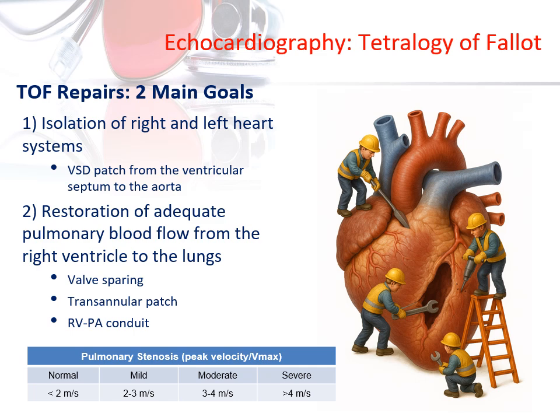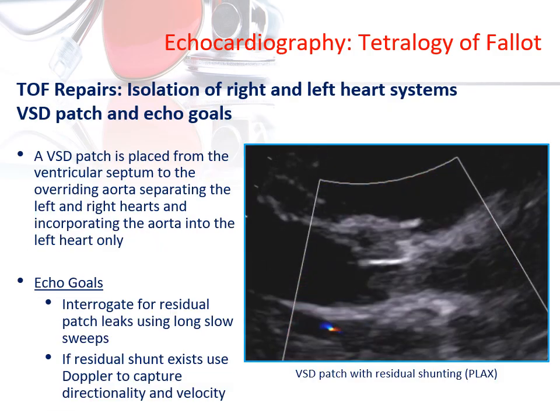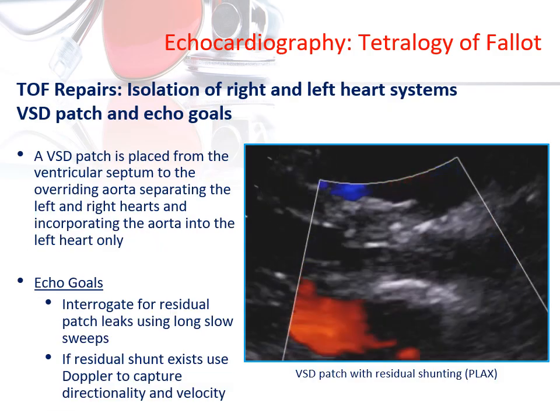Okay, let's talk about the repairs for Tetralogy of Fallot. There's basically two main goals. The first is the isolation of the right and left heart systems, and then restoration of adequate pulmonary blood flow from the right ventricle to the lungs. Down below here is a handy little chart you can use to assess for the degree of pulmonary stenosis by velocity post-repair. Okay, let's talk about isolation of the right and left heart systems.